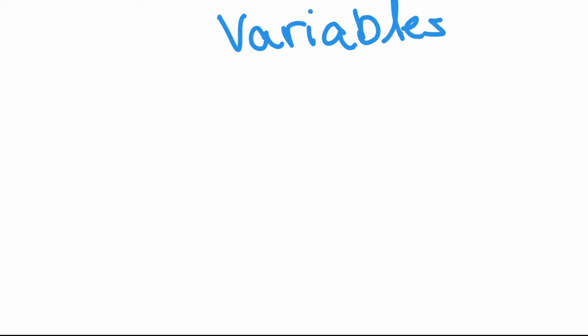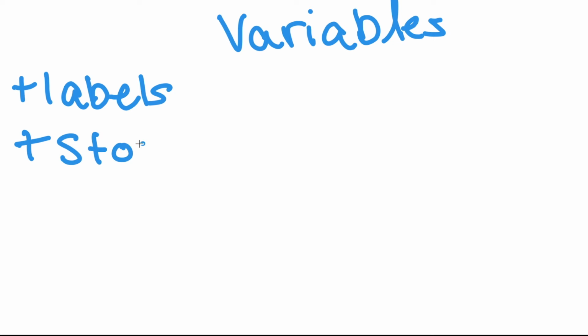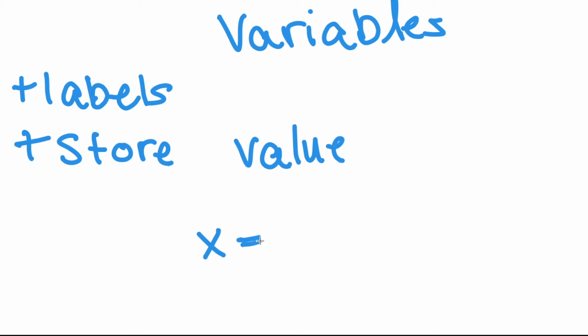So variables are labels that are used in computer programming to store a value. So for example, x equals 10, x is the label, and 10 is the value. So now in your code, instead of calling 10, you can call x.